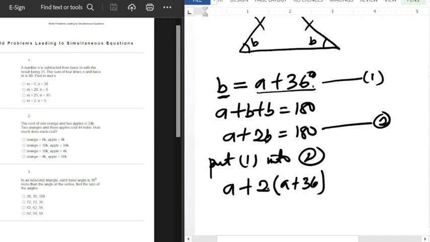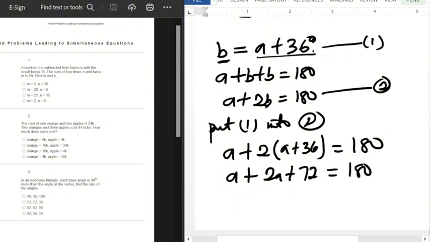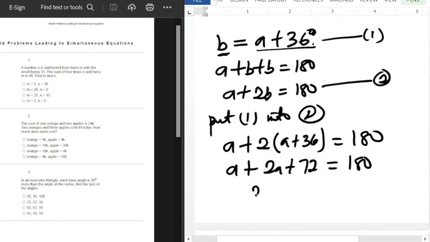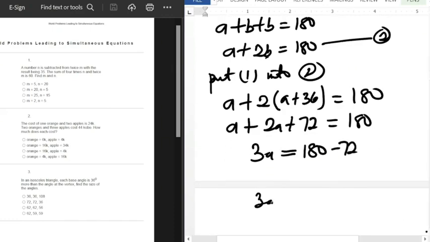Instead of writing B here, we put this one, equals what? 180. So that means we're going to have A, so we open the bracket, 2A plus what? 72 equals what? 180 degrees. So A plus 2A gives us 3A, which is equal to 180 minus 72. We collected like terms A. So that means we have 3A equals to 180 minus 72, which is going to give us 108.